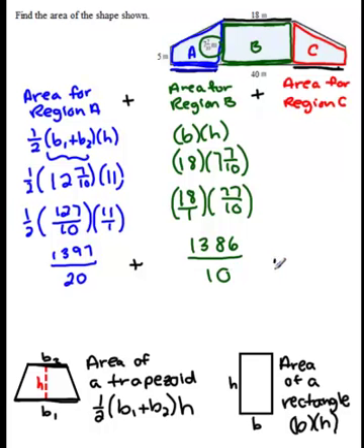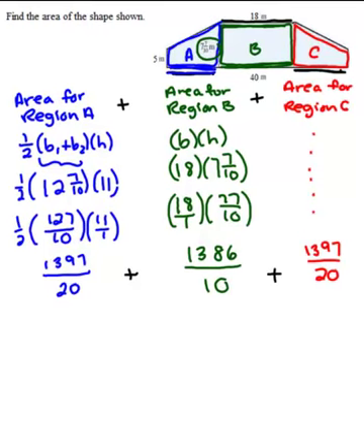I still need to add on the area for region C. The thing about the area for region C is it's exactly the same as the area for region A, so I don't have to do any calculations. I just need to write down the answer I got for the area for region A, which is 1,397/20. Last, I need to add all three of these areas together.